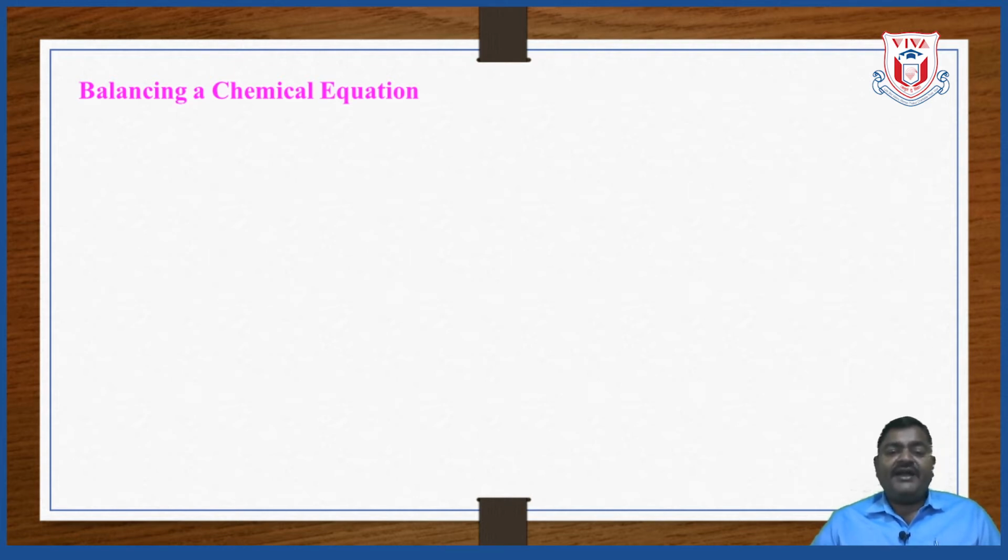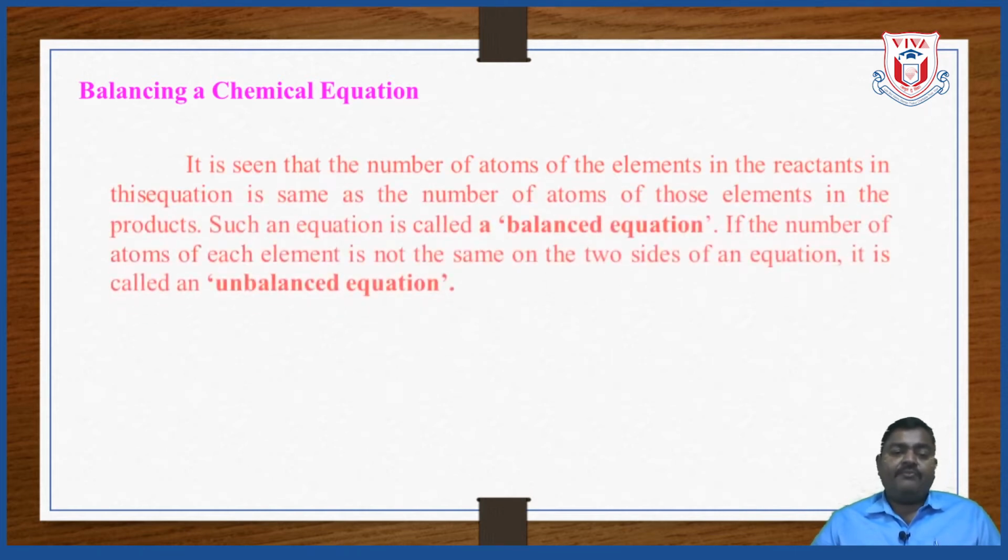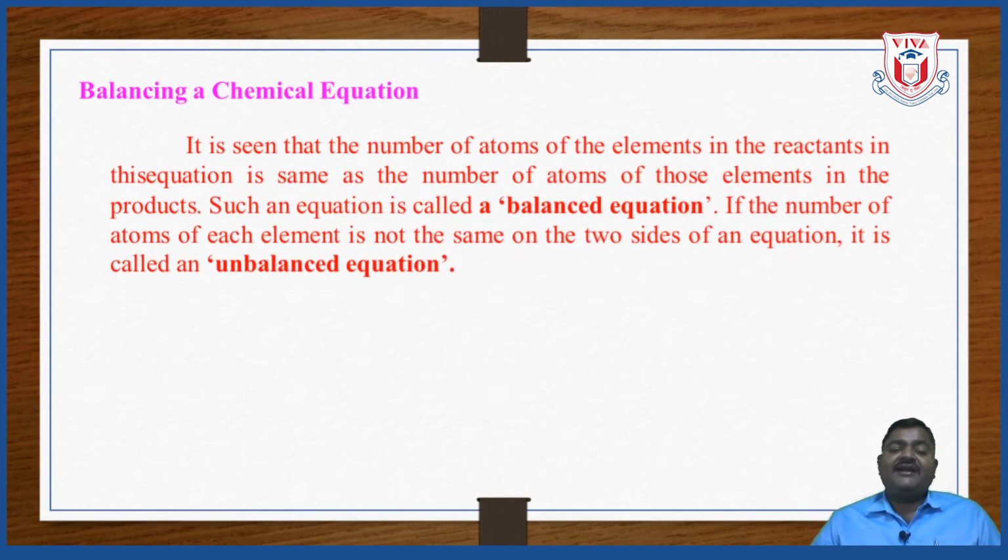So when we write a chemical equation, it has to be balanced. So it is seen that the number of atoms of the element in the reactant in this equation is the same as the number of atoms of these elements in the products. If the number of atoms of the reactants is equal to the number of atoms of the product, जर रिॲक्टंटचे एकूण अणू आणि प्रॉडक्टचे एकूण अणू जर सेम असतील तर त्या इक्वेशनला बॅलन्स इक्वेशन म्हणतो.